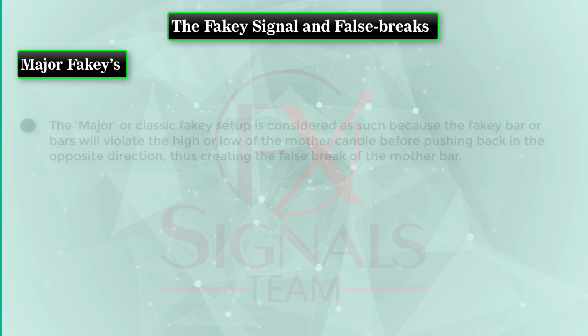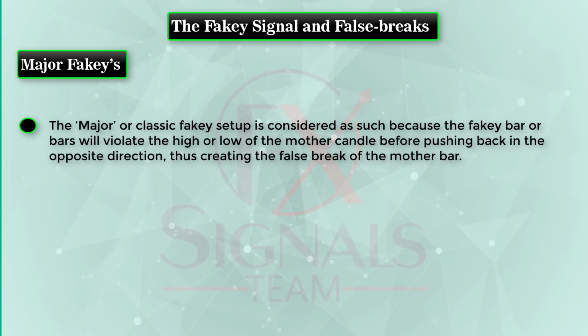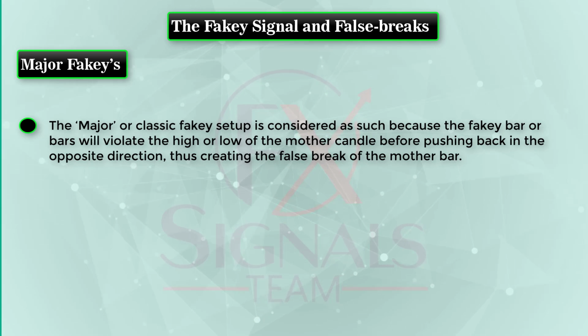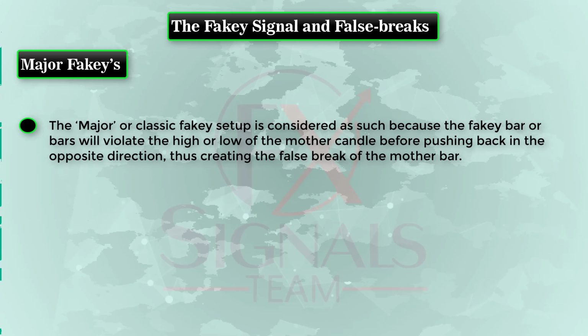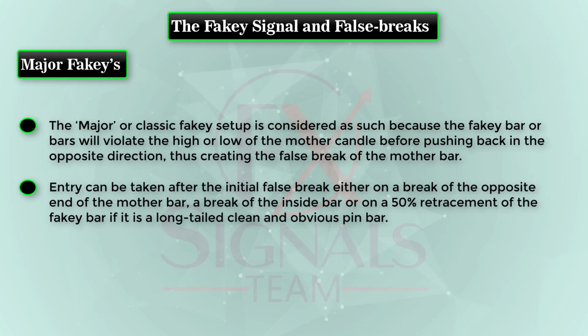Major Fakies. The major or classic Fakey setup is considered as such because the Fakey bar or bars will violate the high or low of the mother candle before pushing back in the opposite direction, thus creating the false break of the mother bar. Entry can be taken after the initial false break either on a break of the opposite end of the mother bar, a break of the inside bar, or on a 50% retracement of the Fakey bar, if it is a long-tailed clean and obvious pin bar.